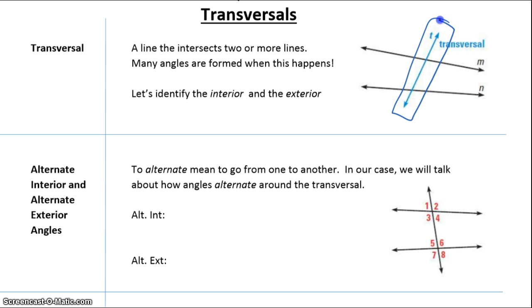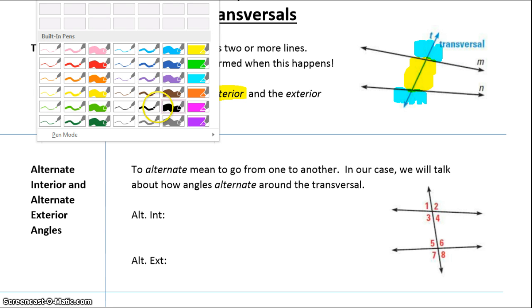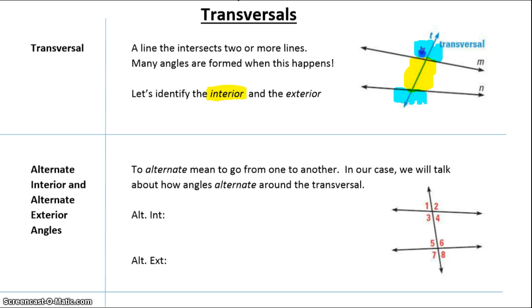So if we look at this transversal and we look at these two lines right here, we want to talk about the interior first. And I'm going to use a highlighter here. If we are inside the two lines, we're in the interior, okay? And if we are outside the two lines, we're in the exterior. So if all of these are angles, notice that there are 4 angles on the interior and there are 4 angles on the exterior.